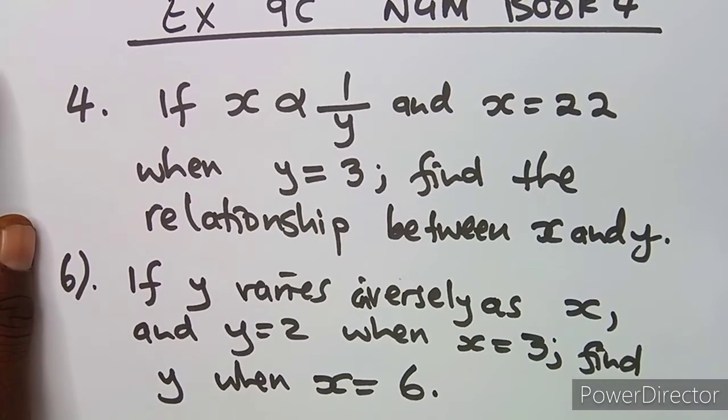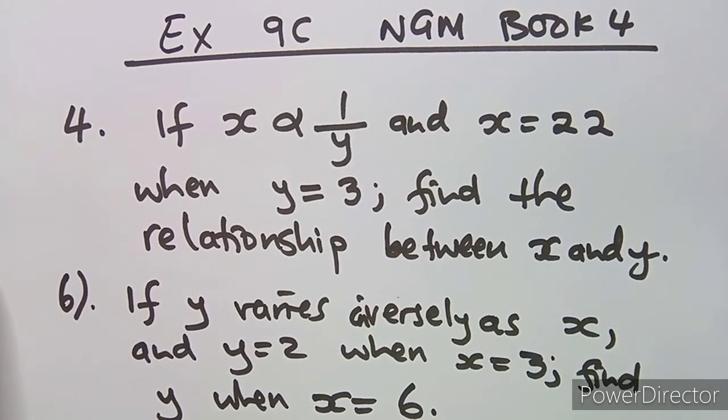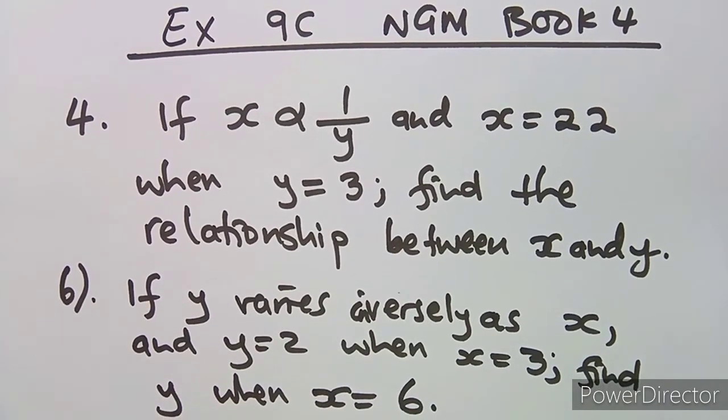So let's consider one or two questions here. From exercise 9C from NGM book 4, the first question, number 4, reads: if X varies inversely as Y, so that one is not inversely as 1 over Y, no. 1 over Y means inverse. So when you read it, it's X varies inversely as Y, and X is equal to 2 when Y is equal to 3. Find the relationship between X and Y.